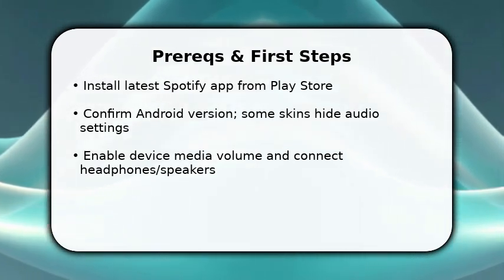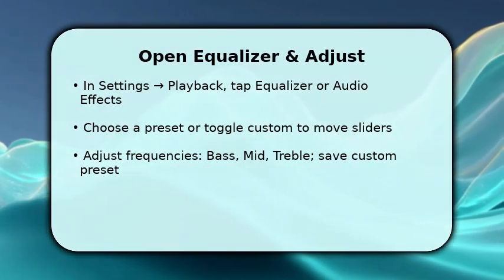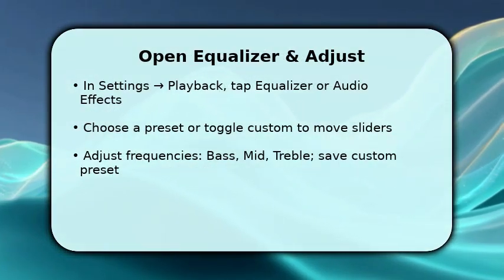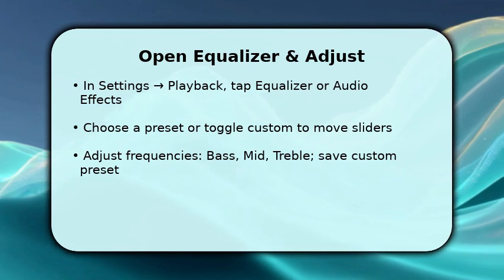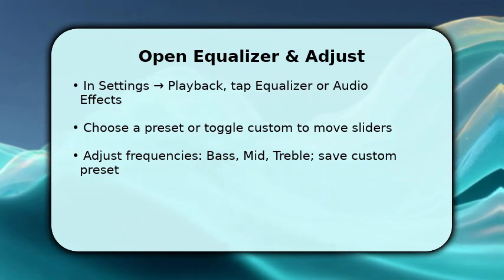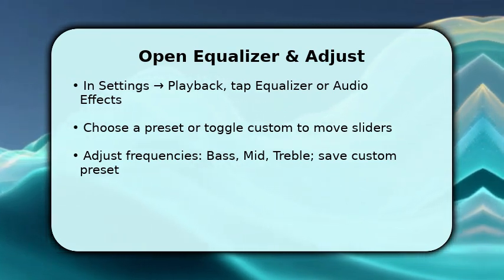You'll now open the Equalizer in Spotify's Playback section. Tap Equalizer or Audio Effects. If the app redirects to a system audio panel, follow it. Android OEMs sometimes host the EQ outside Spotify.